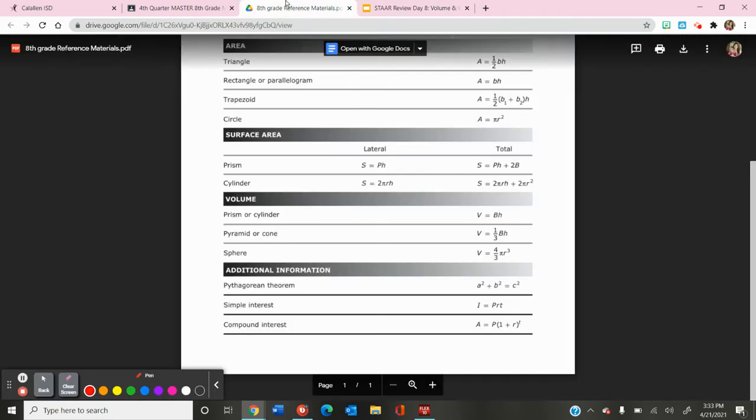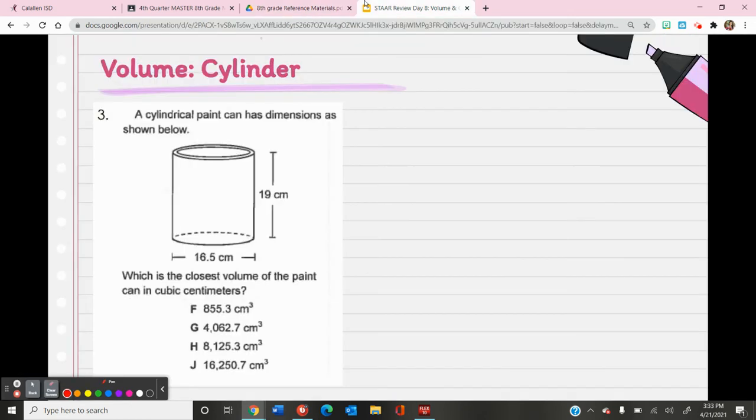So let's go over to our formula chart, and we're going to go down to volume of a cylinder, and we see that the formula is V equals big B times little h. So I'm going to go ahead and put V equals big B times little h. Now remember, big B stands for the area of your base. Now on a cylinder, your base is going to be a circle. So my first step is to find the area of that circle.